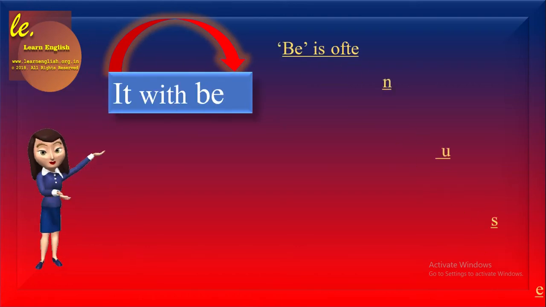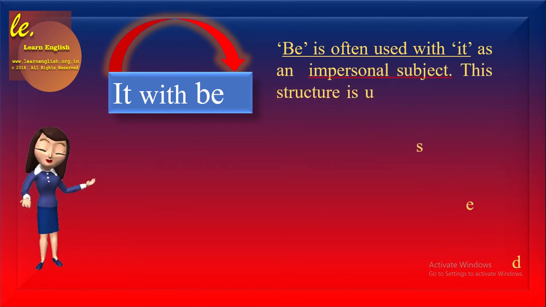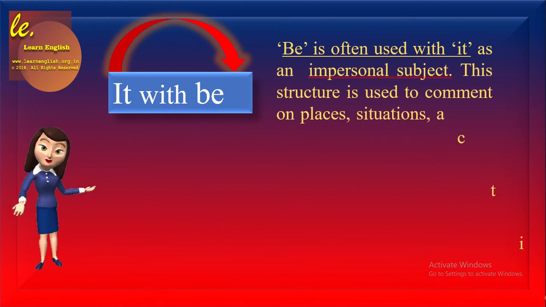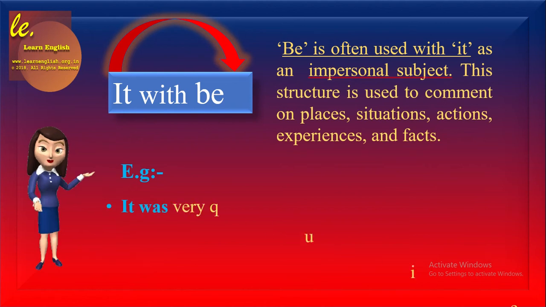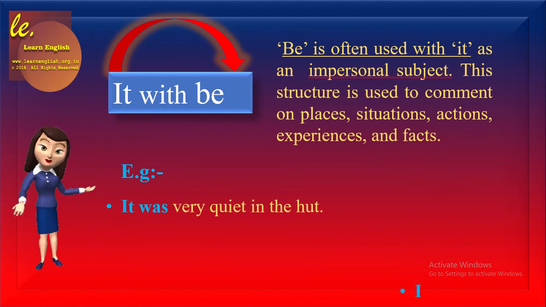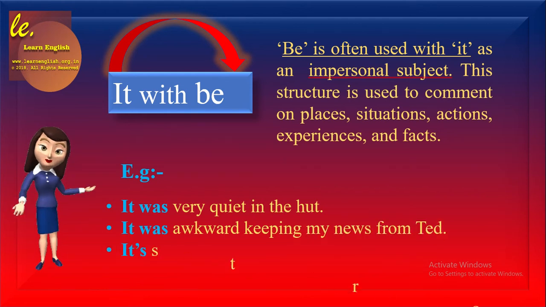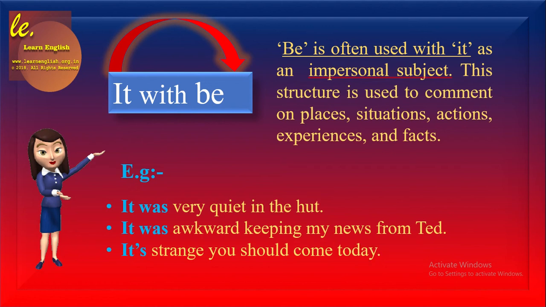It with be. Be is often used with it as an impersonal subject. This structure is used to comment on places, situations, actions, experiences, and facts. Example: it was very quiet in the hut. It was awkward keeping my news from Ted. It's strange you should come today.